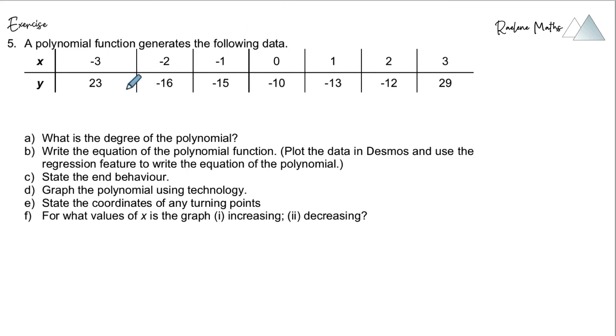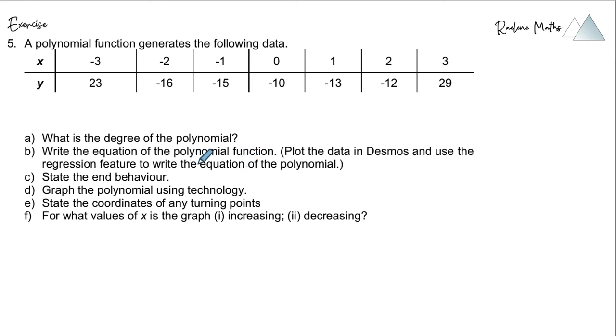So here we have a polynomial function generated by the following data. We want to predict the degree of the polynomial, so we would go ahead and work out the finite differences again and determine how many times we need to take the finite difference before we get a constant. Once we know the degree of the polynomial, we can come up with a regression equation.